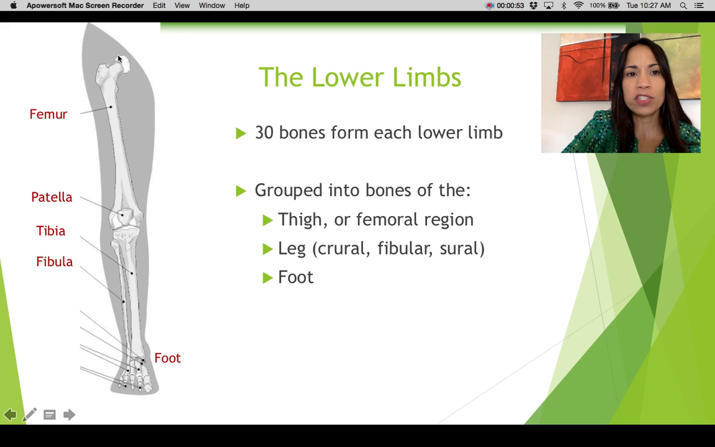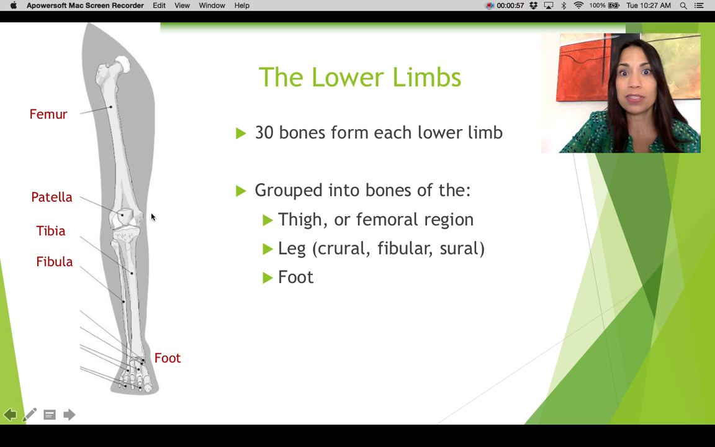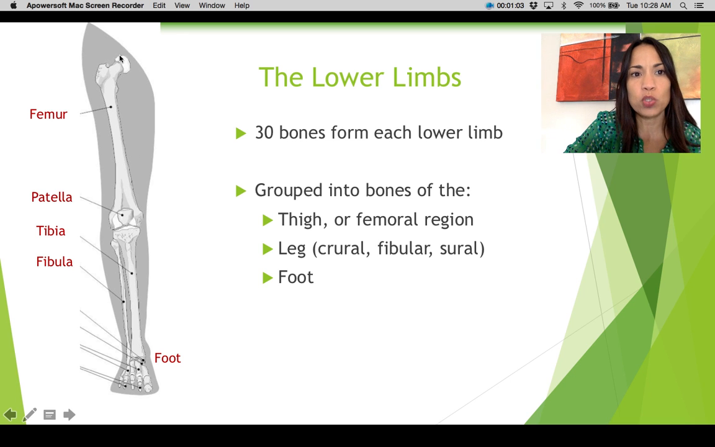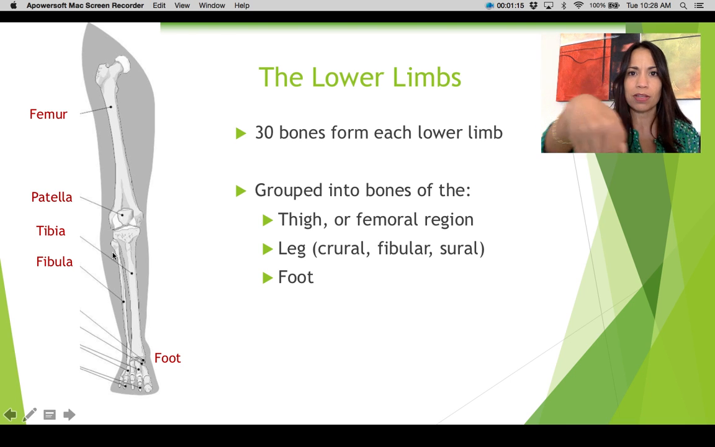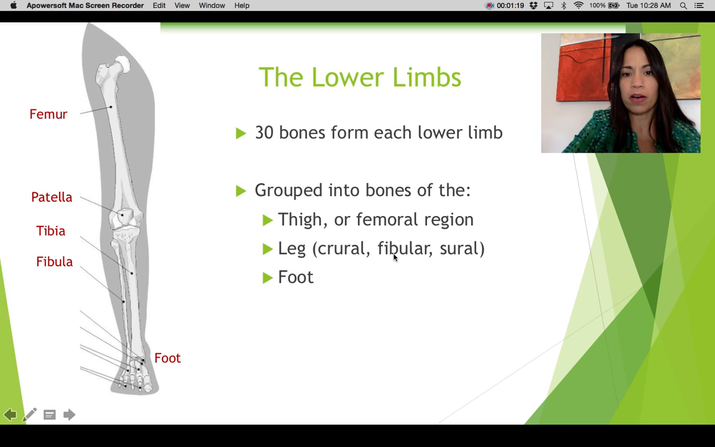So we're going to describe the femoral region, which is the same as your thigh. Whenever we talk about thigh or femoral region, it is the area between your hip and your knee. Then we're going to describe the bones of the leg, which consist of three different regions: anterior, posterior, and lateral. It is the crural, fibular, and sural.